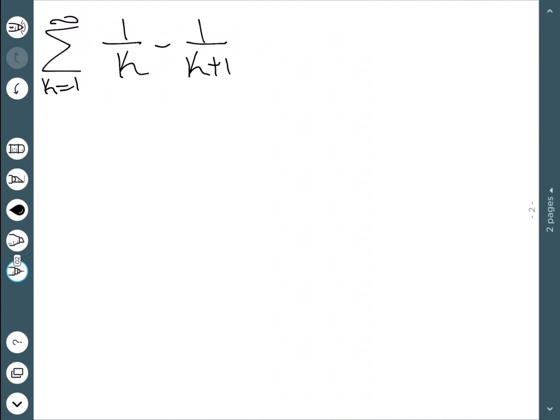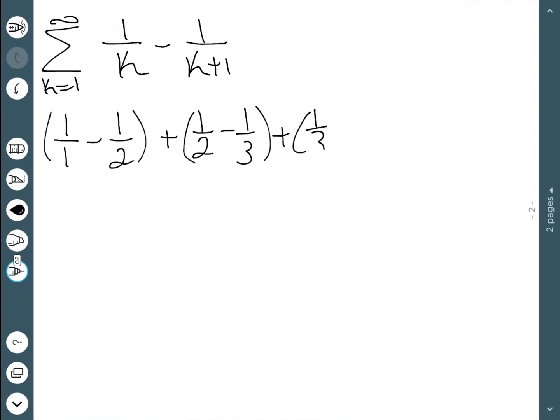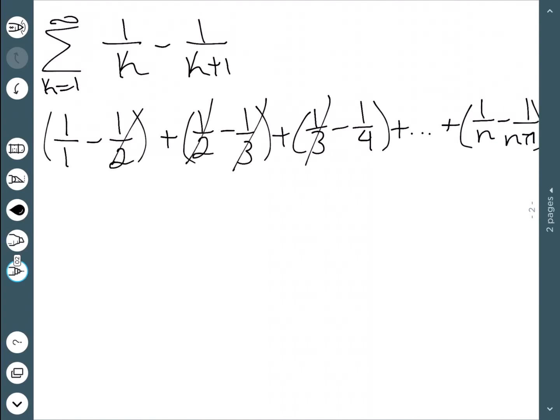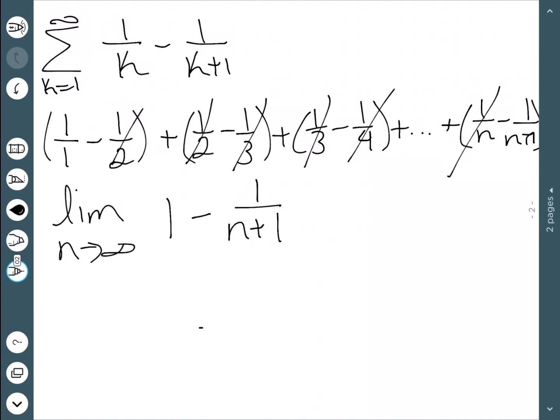1 over k minus 1 over 1 plus k squared. If I start writing out terms, I have 1 over 1 minus 1 over 2, 1 over 2 minus 1 over 3, 1 over 3 minus 1/4, and we'll continue until we have 1 over n minus 1 over n plus 1. Once again, you'll notice things start to cancel. And we're left with two terms once again, 1 and negative 1 over 1 plus n. If I take the limit as n goes to infinity, I get that this one adds up to be 1.